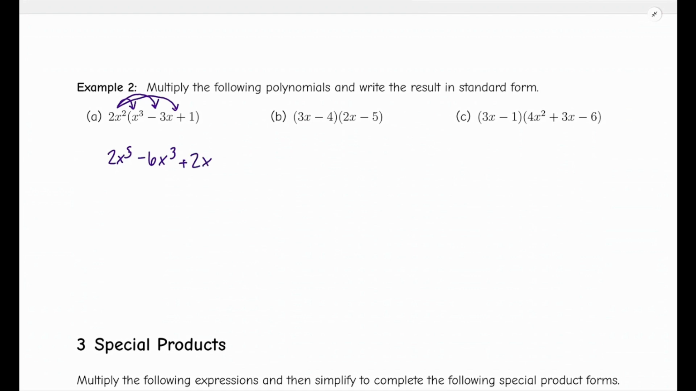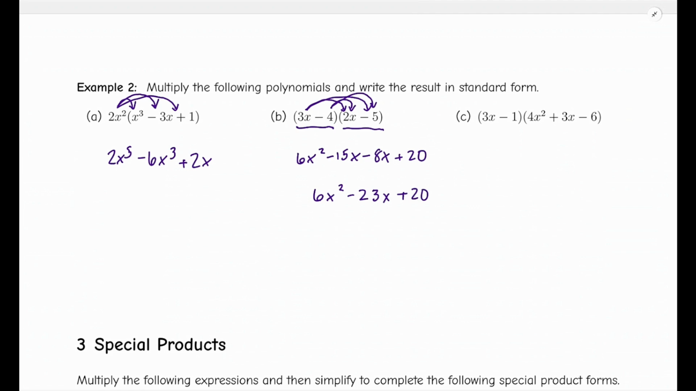Part B. In order to use both distributive properties, that's equivalent to just saying take everything in the left multiplied by everything in the right. So I'm going to start off with 3x. I need to take 3x times 2x, which is 6x squared, and 3x times negative 5, which is negative 15x. Then I need to take the negative 4 times 2x, which is negative 8x, and the negative 4 times negative 5, which is positive 20. And now I just need to combine like terms: 6x squared minus 23x plus 20.